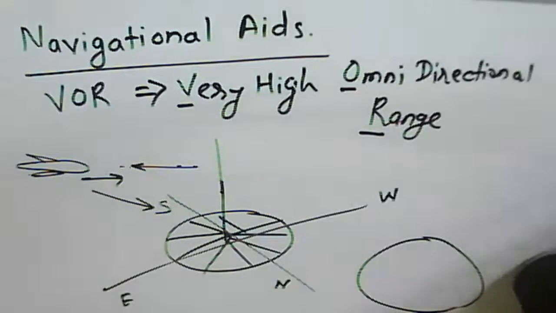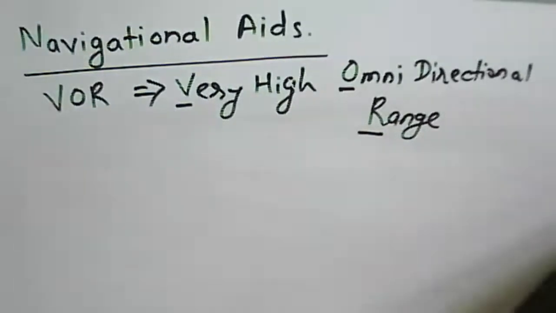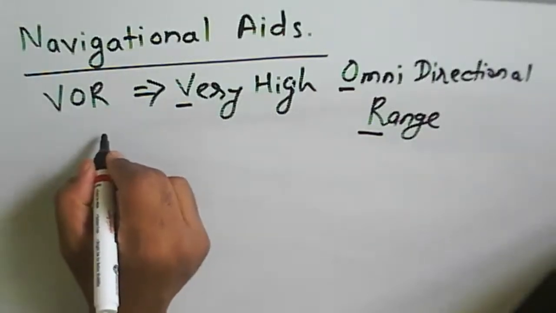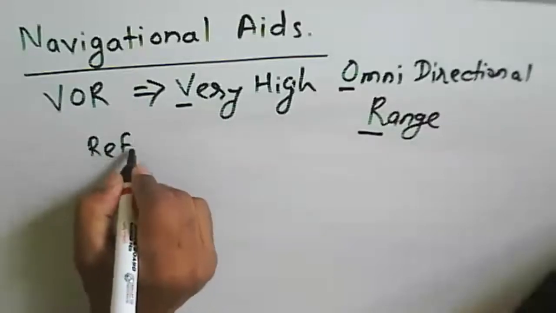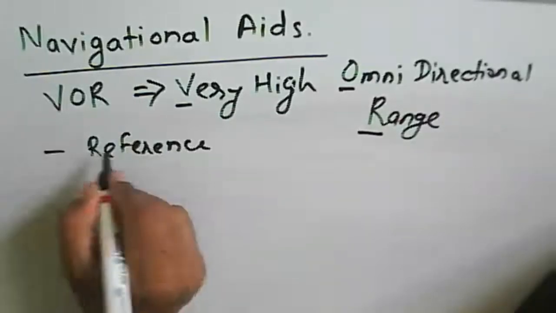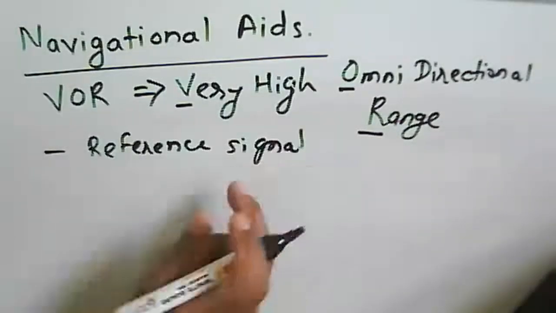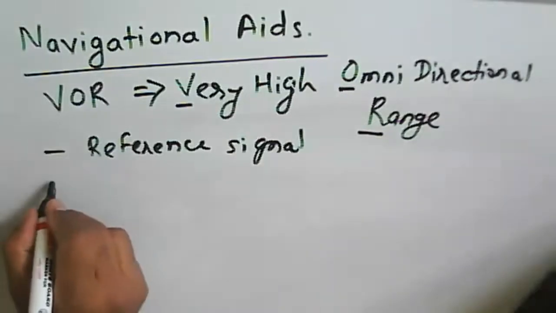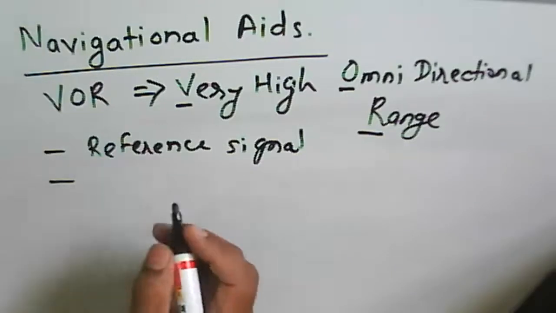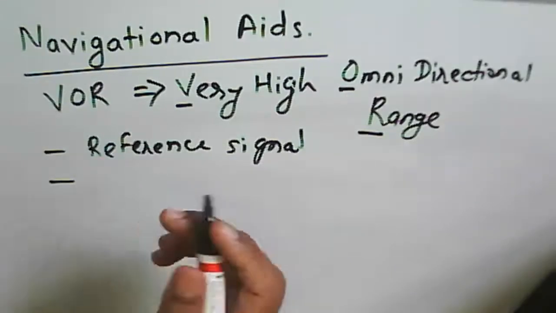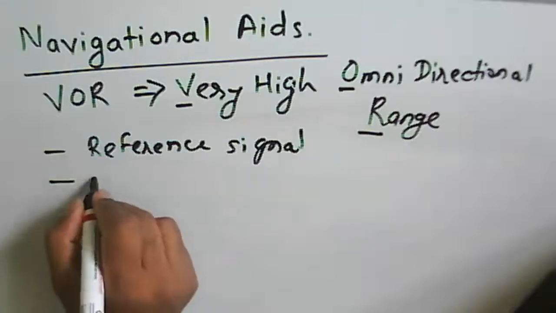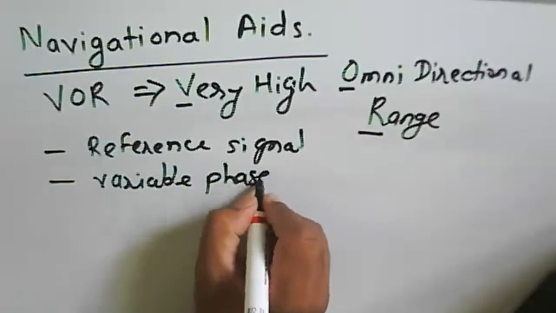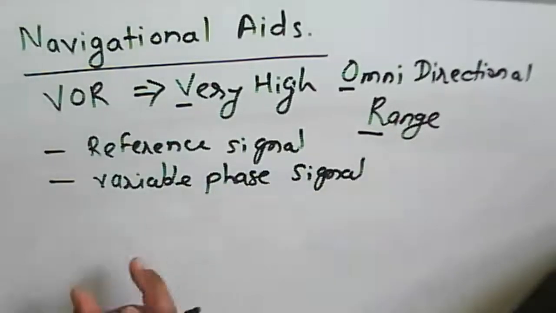Okay, so we can consider the VOR now. There are two signals. One is a reference signal, and that reference signal is constant in all directions. That's why we can say it is a continuous omnidirectional signal. Another signal is a narrow beam signal, which varies with phase, so we call it a variable phase signal. These are the two signals transmitted by this VOR.